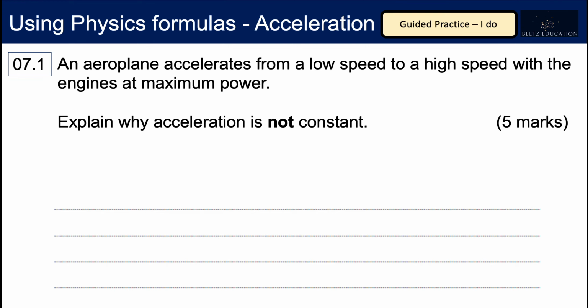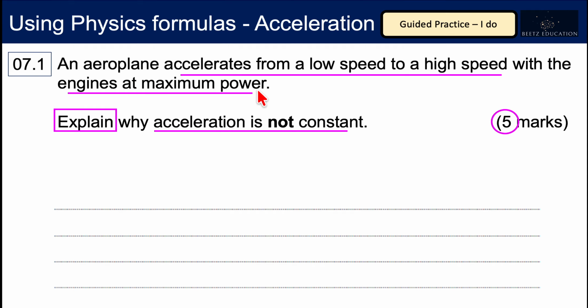This is a more challenging question. This was from an AQA exam. And in this one, I've got to explain why the acceleration of an aeroplane accelerating from a low speed to a high speed with engines at maximum power is not constant. It's worth 5 marks. Now, before I pick an equation, let's have a think about what's actually going on here. We've got an aeroplane.